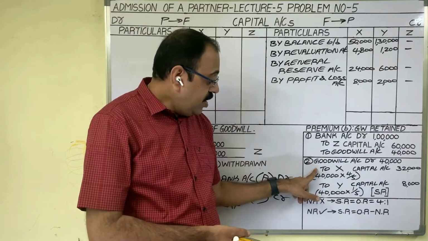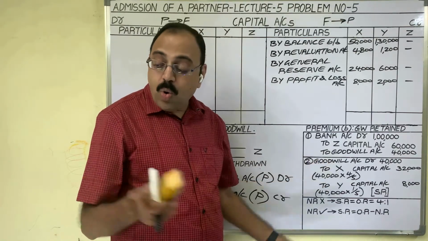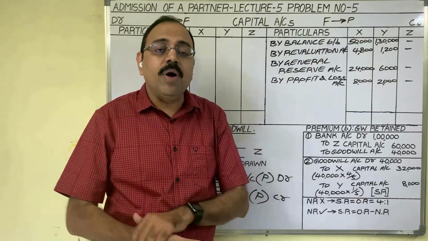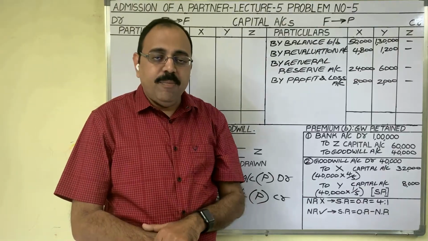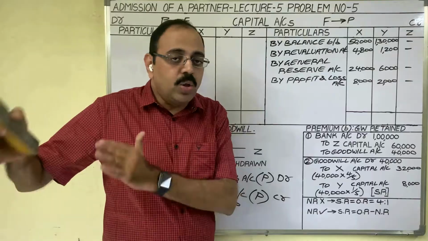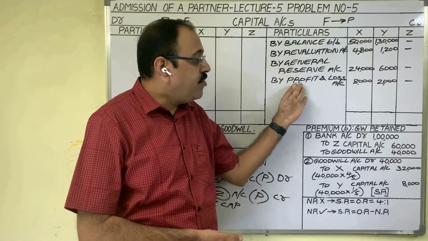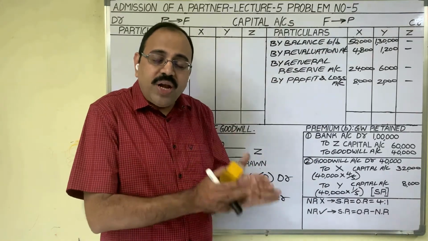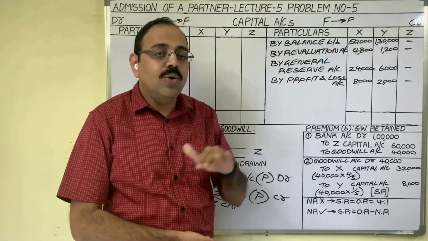Come to the second entry. This goodwill we have to transfer to old partners' capital accounts. How we pay the amounts at the time of admission, you know. We need not pay that in cash form. By transferring to old partners' capital accounts, we pay all those amounts: general reserve amount, revaluation profit, profit and loss account balance, otherwise goodwill amount. So when you transfer this goodwill amount to capital accounts, goodwill account will get closed.